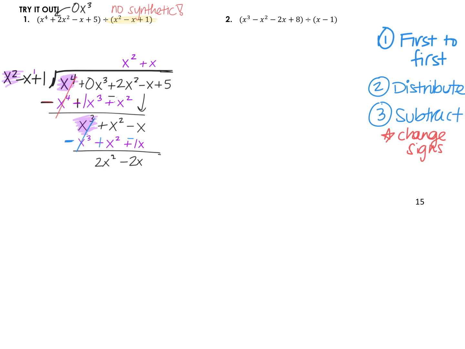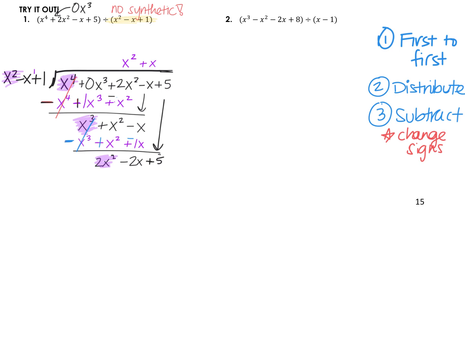Okay, we need to bring down this next term, and I'm not going to forget this time. Plus 5. Okay, and then again, you're comparing first to first. So x squared to 2x squared, what do I need to multiply by? 2.